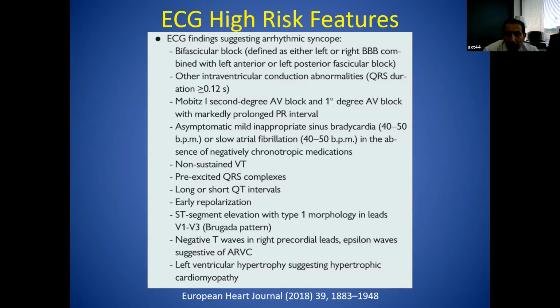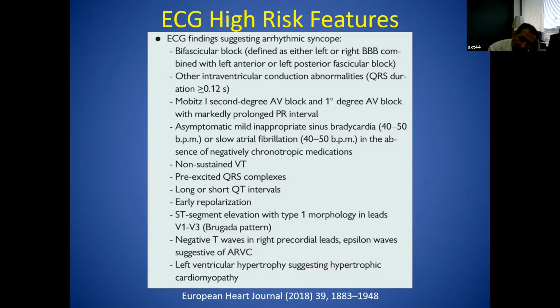You should obviously look for second degree AV block, whether it's Mobitz 1 or Mobitz 2. Mobitz 2 is definitely worse prognosis than Mobitz 1, but people can be symptomatic sometimes even with Mobitz 1 AV block. Are they having some baseline sinus bradycardia or even atrial fibrillation or atrial flutter with a very slow ventricular response?